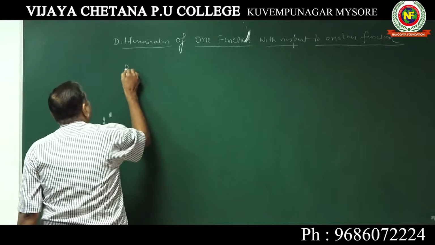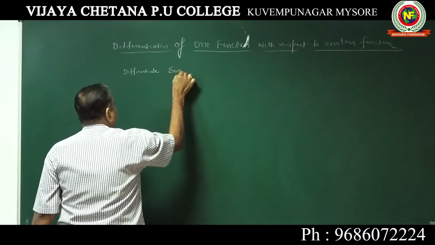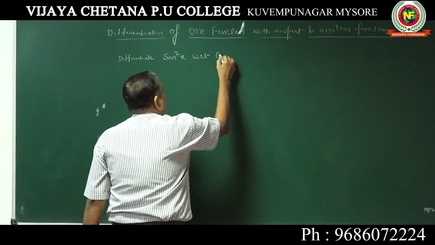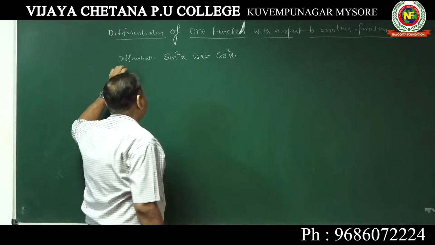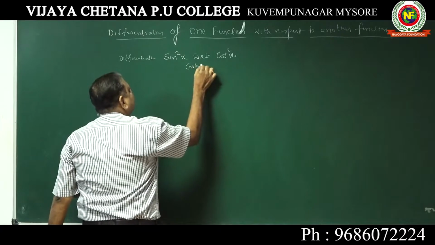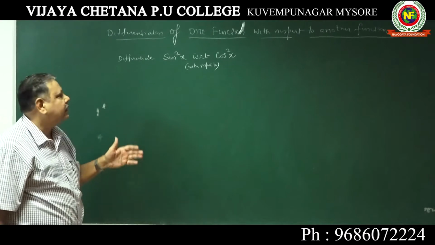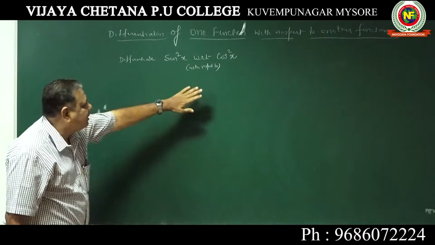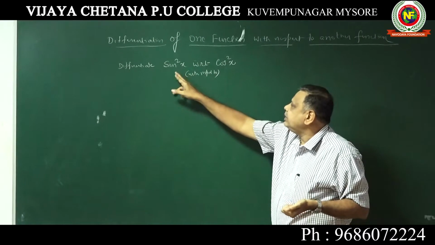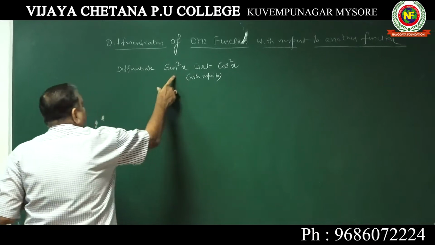Now how the problem will be: differentiate sin square x with respect to cos square x. Take the problem, differentiate sin square x with respect to cos square x. Normally the differentiation will be asked, differentiate sin square x with respect to x. But here this is one function, this is another function. You have to differentiate this function with respect to this function. Normally they give with respect to x, but this is with respect to another function.